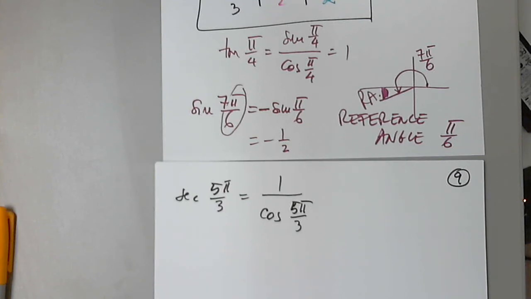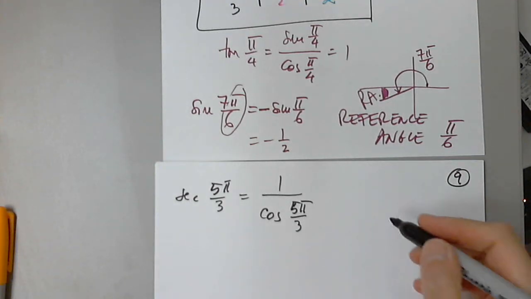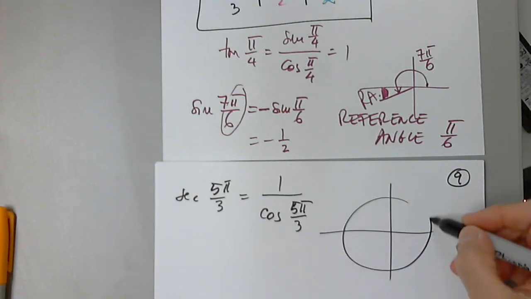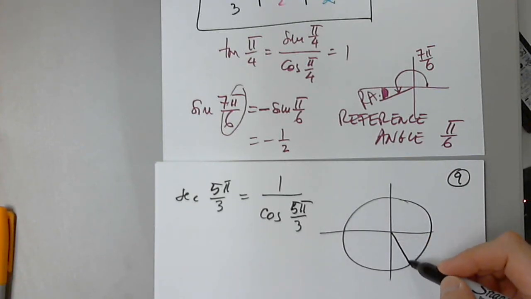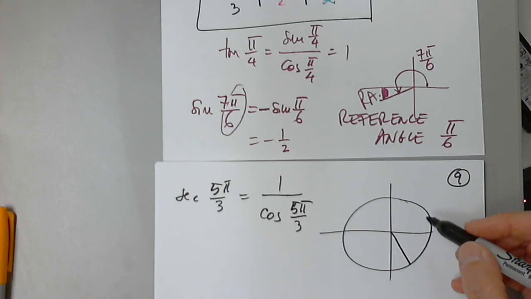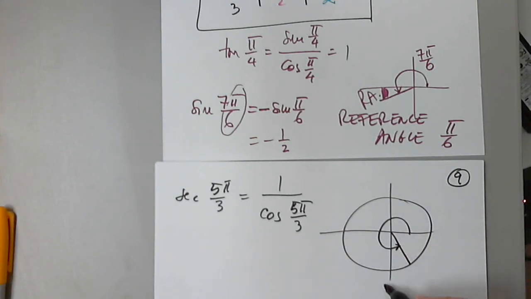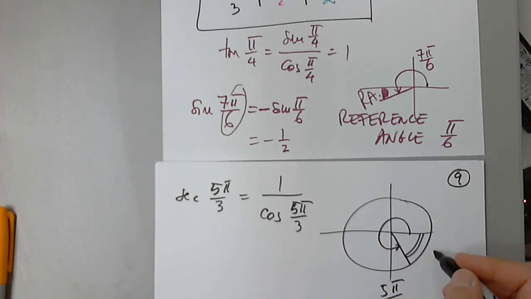So I have no idea what this is, but I know that this is 60, and 60 times 5 is 300. So it's 60 degrees shy of 360. So this is 60 degrees. I divided this into 3 parts, so this must be 5 pi over 3. The reference angle then must be pi over 3. So that's the reference angle.